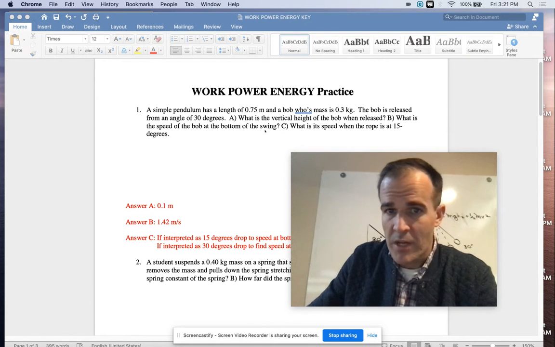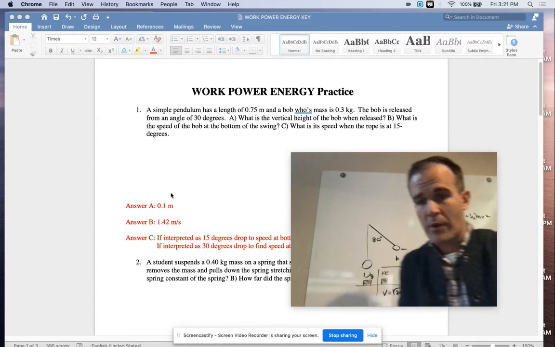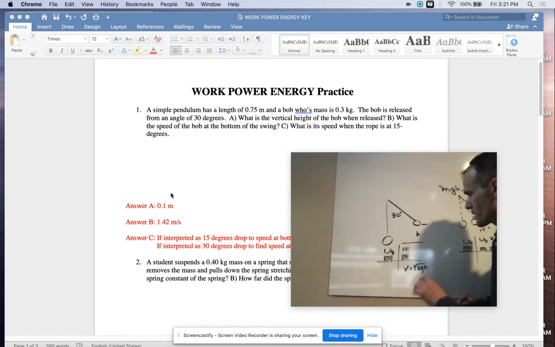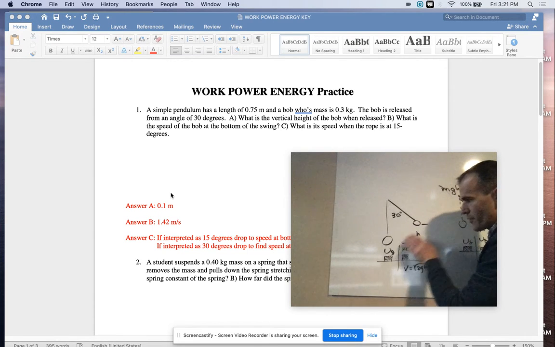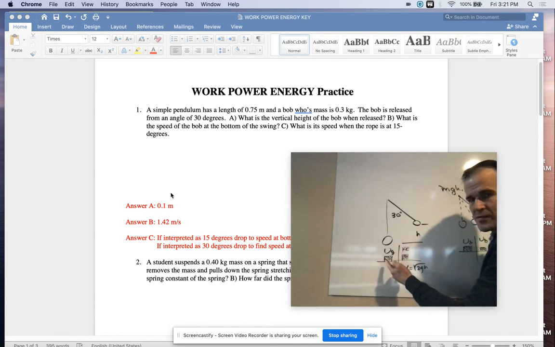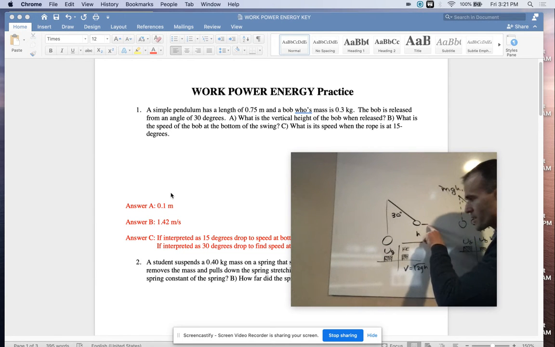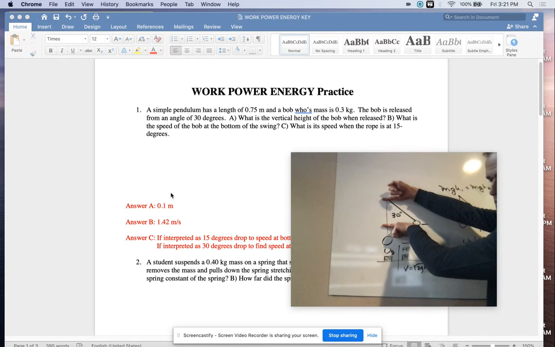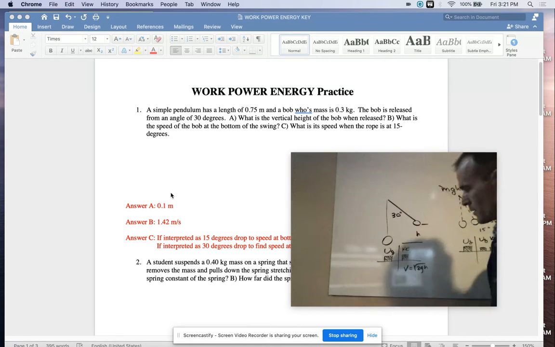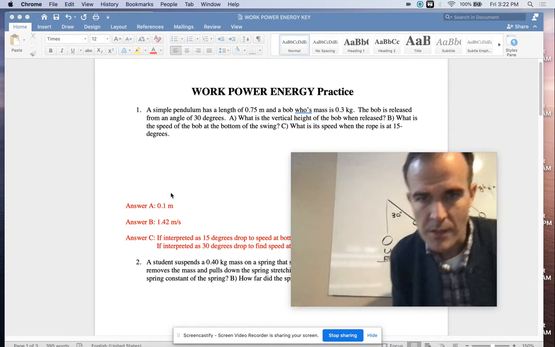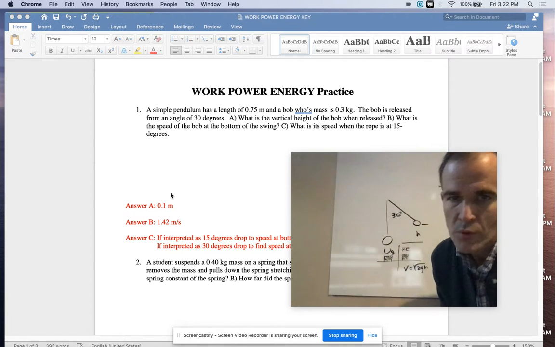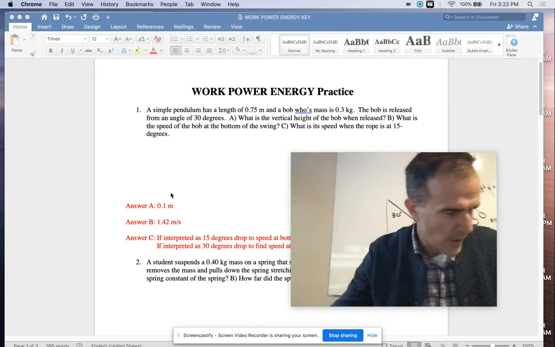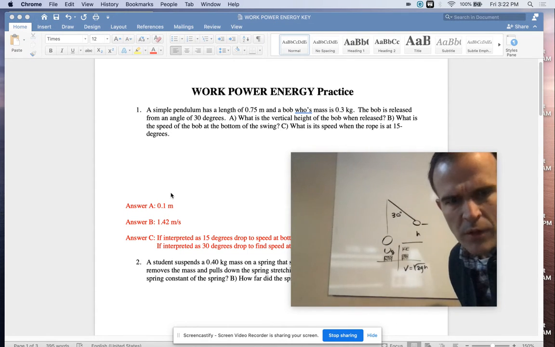And then what is the speed at the bottom of the swing? So a full swing. I drew a little picture here. This is the 30 degrees, and it's a full swing, so you're going to have a full energy transfer down to the bottom point. Height is L minus L cosine theta. It's pretty quick to find: 0.75 minus 0.75 cosine 30, and the height is 0.1.